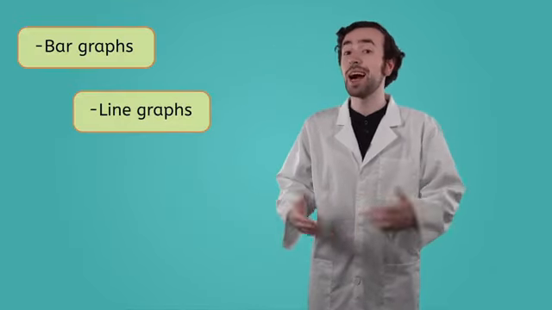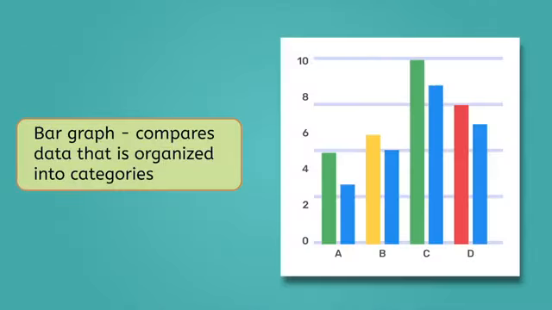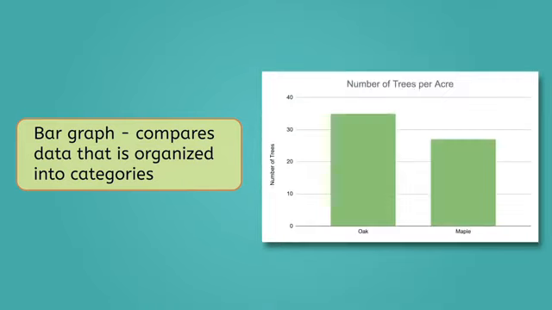There are 3 common types of graphs that scientists use: bar graphs, line graphs, and pie charts. A bar graph is a way to compare data that's organized into categories. For example, if I was comparing the number of different types of trees in my neighborhood, I might use a bar graph to show how many of each there are.